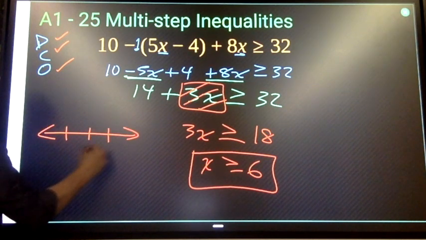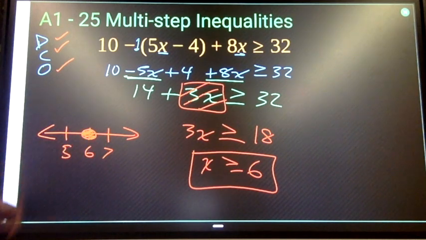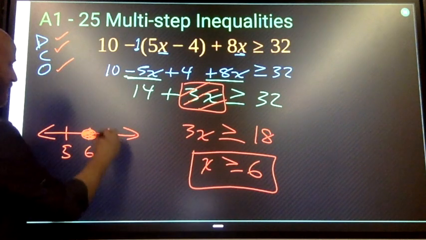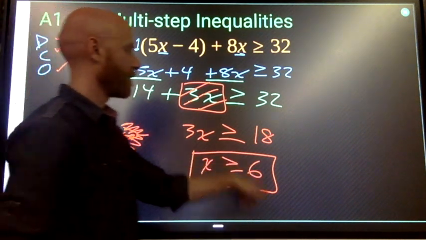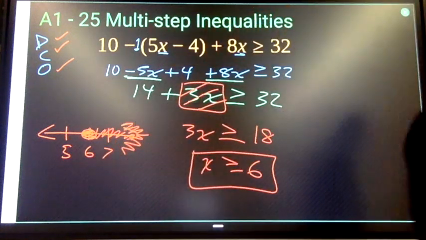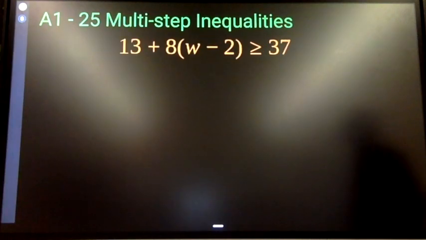Graph it. Shade in 6 because X is allowed to equal 6. Shade above because X is allowed to be bigger than. Again, try it. Hit pause and try it.